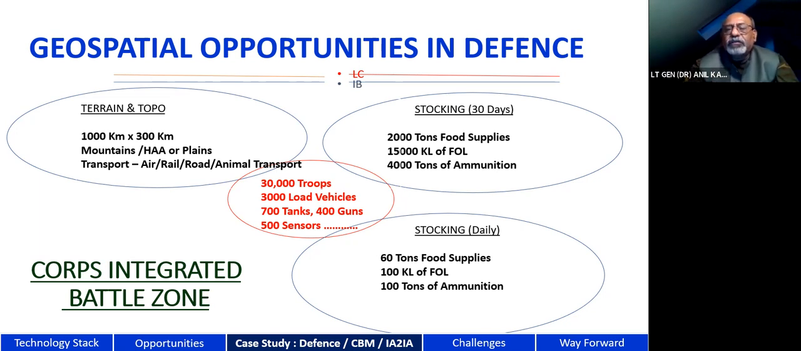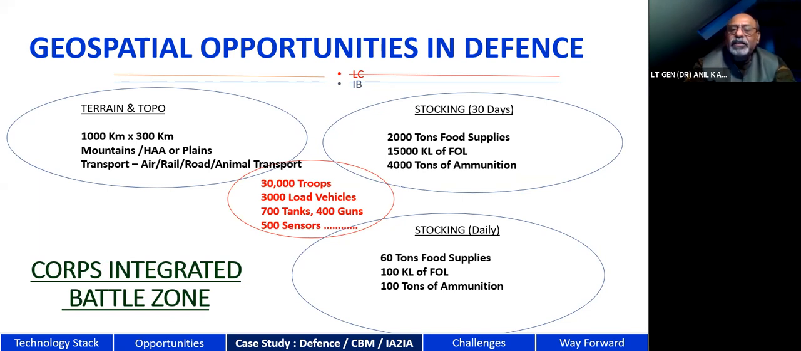Normally, we carry out stocking for about 30 days, which could mean about 2,000 tons of food supplies. And since each of these has a shelf life, you could look at the complexity that gets added if you were to put a geotag on the timeline of every supply that is being placed at a point. We have about 15,000 kiloliters of FOL, 4,000 tons of ammunition. And this data I have put only to give you a sense of the enormity of the quantities involved, and therefore the importance of automating all this. When I was DG Information Systems, it was a huge, huge challenge putting all this together, and more of it when I move to the next slide.